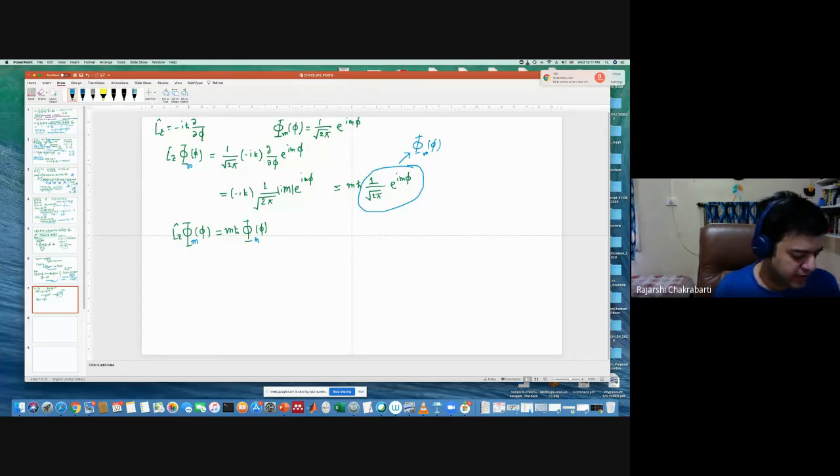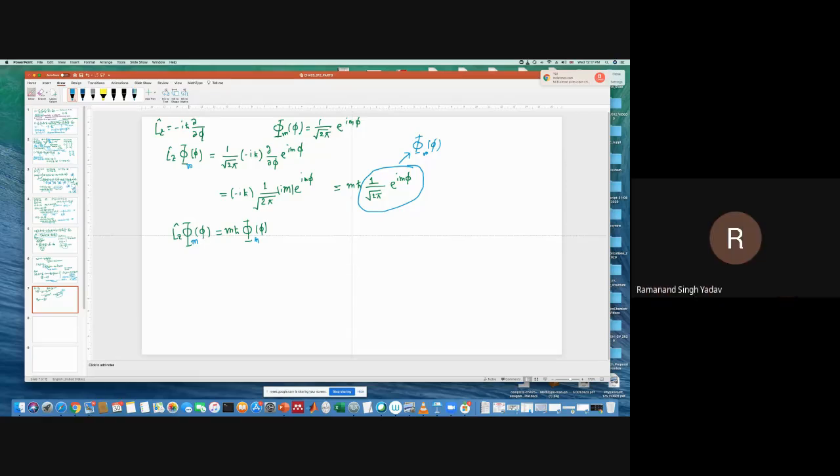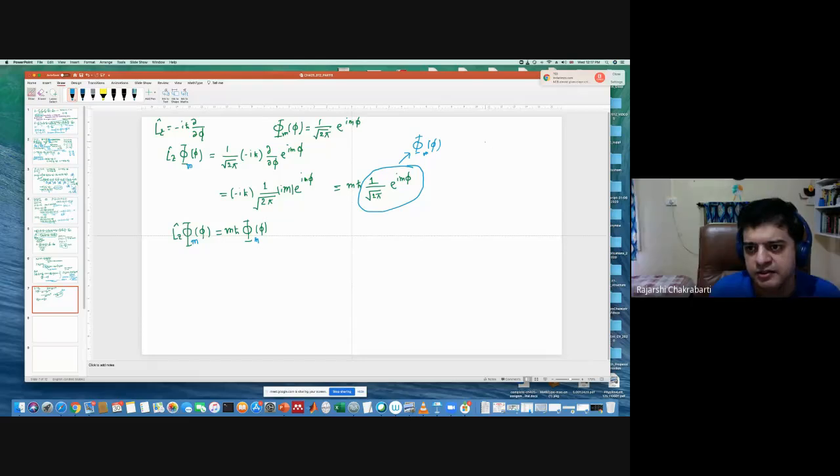And what are the possible values of m? Tell me. What are the possible values of m? Minus, all including 0. m is 0, plus minus 1, plus minus 2, like this. For s orbital, m is 0.